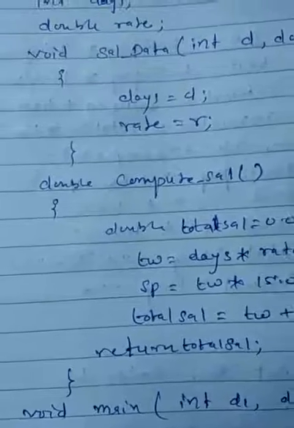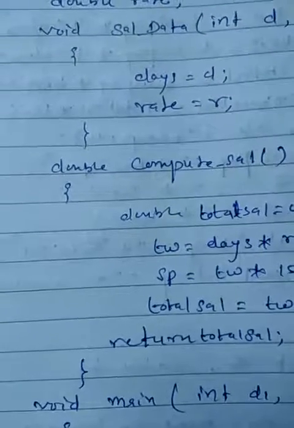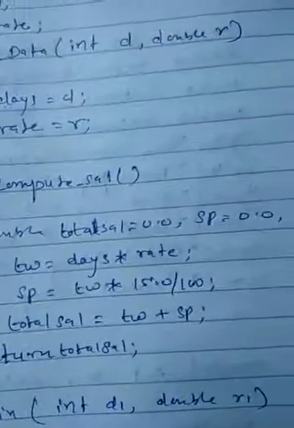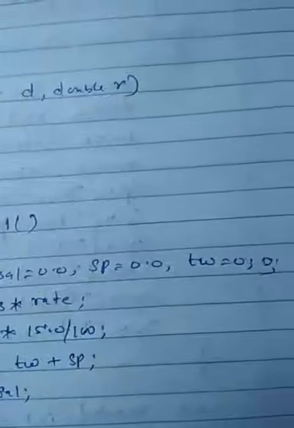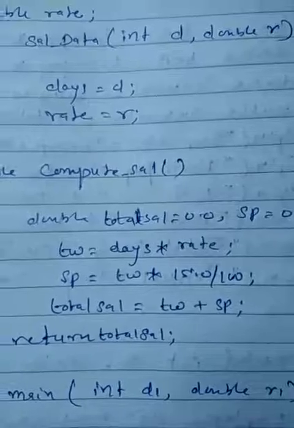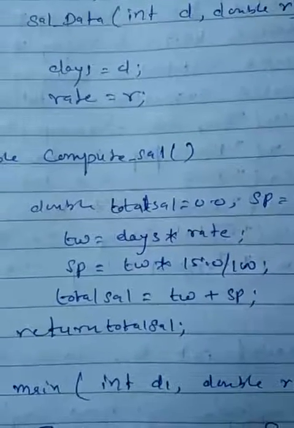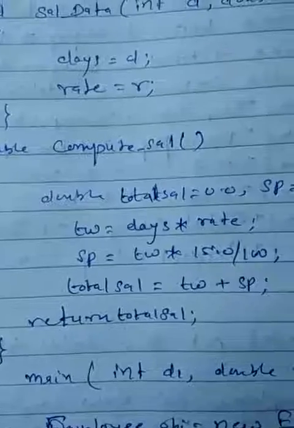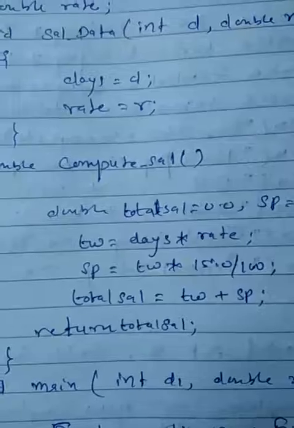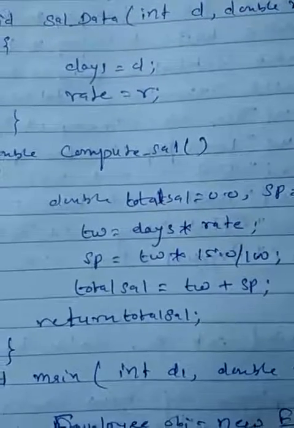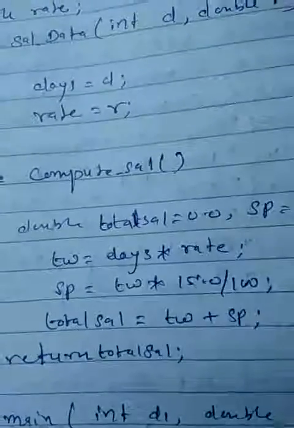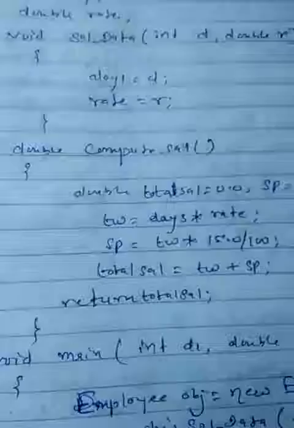Now in the compute salary function we have to calculate the salary and return it. So there is total salary, the second is SP, and the third variable is total wages. Total wages will be days into rate, and SP will be total wages into 15 percent. This will be the 15% of the total wages. So total salary will be total wages plus special allowances, and we are returning the total salary.